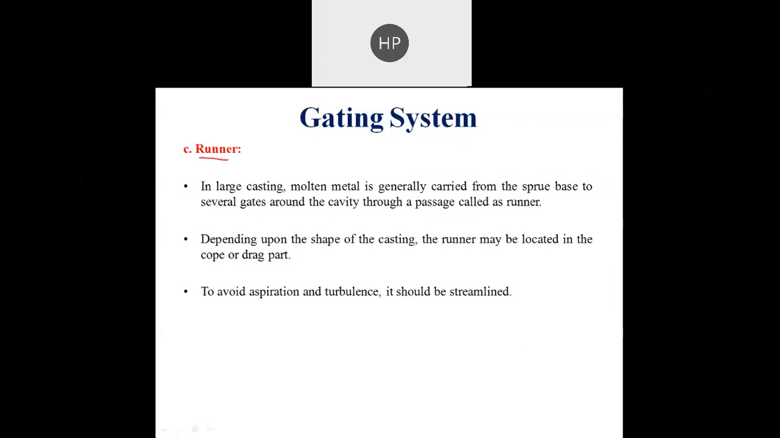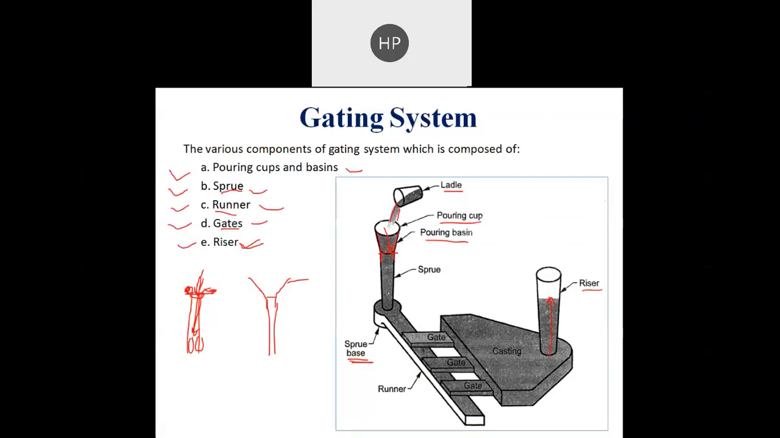Third part is a runner. In a large casting, molten metal is generally carried from the sprue base to several gates around the cavity through a passage which is called a runner. So here, if it is a large casting, we have a runner.